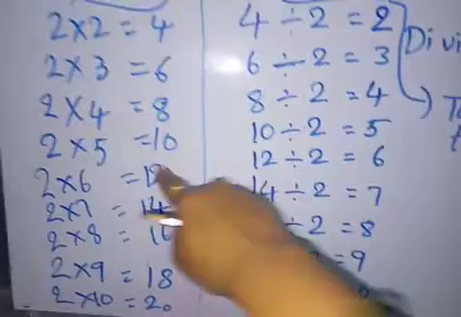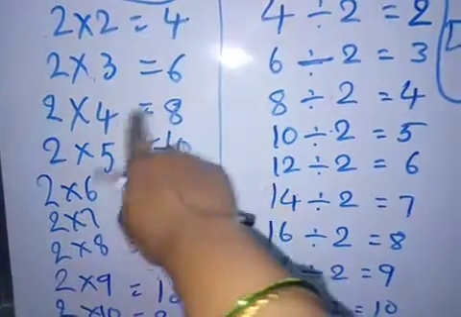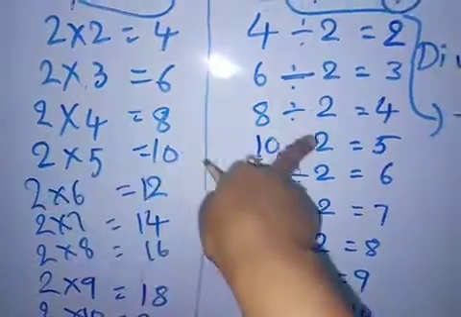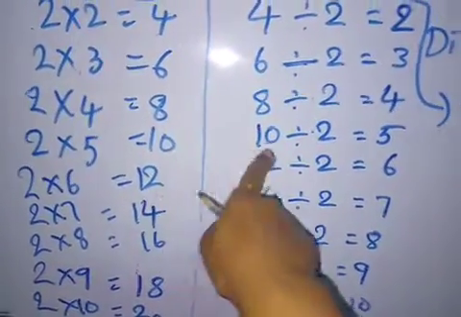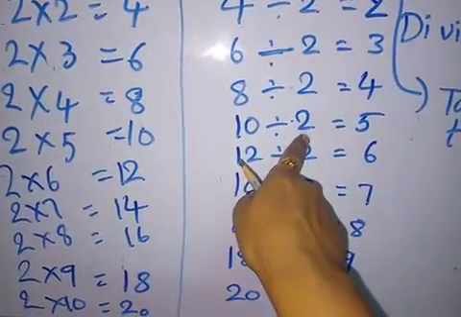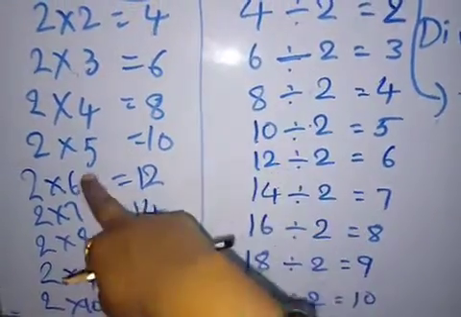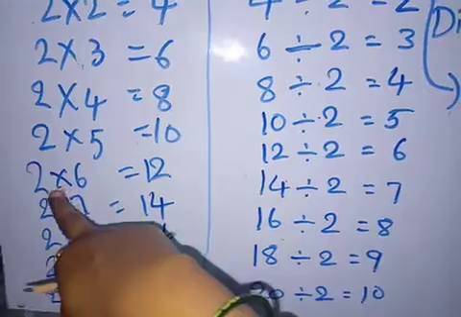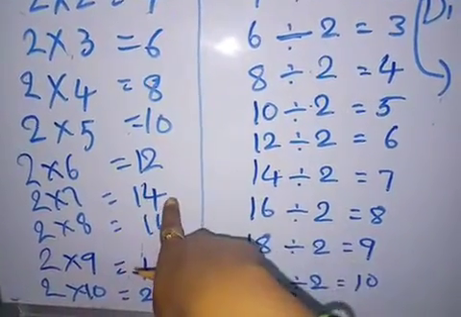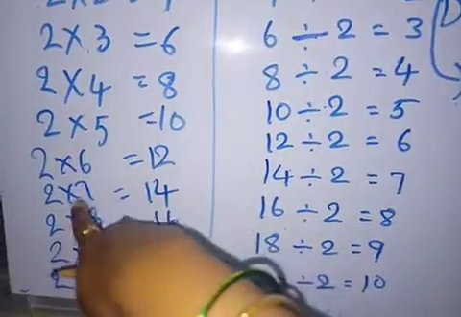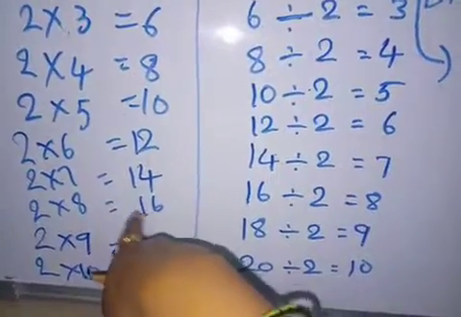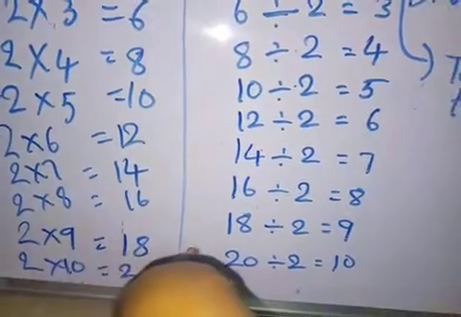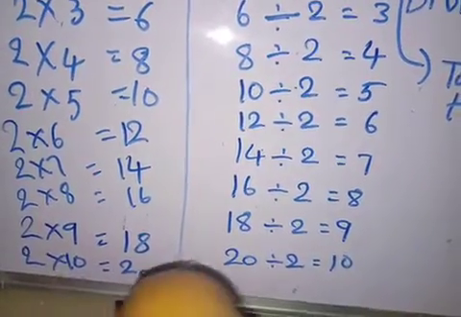Same we have to do. So total number of things 8 divided by 2 is equal to 4. Total number of things 10 divided by 2 is equal to 5. 12 things divided by 2 is equal to 6. Total number of things 14 divided by 2 is equal to 7. 16 divided by 2 is equal to 8. 18 divided by 2 is equal to 9. 20 divided by 2 is equal to 10.